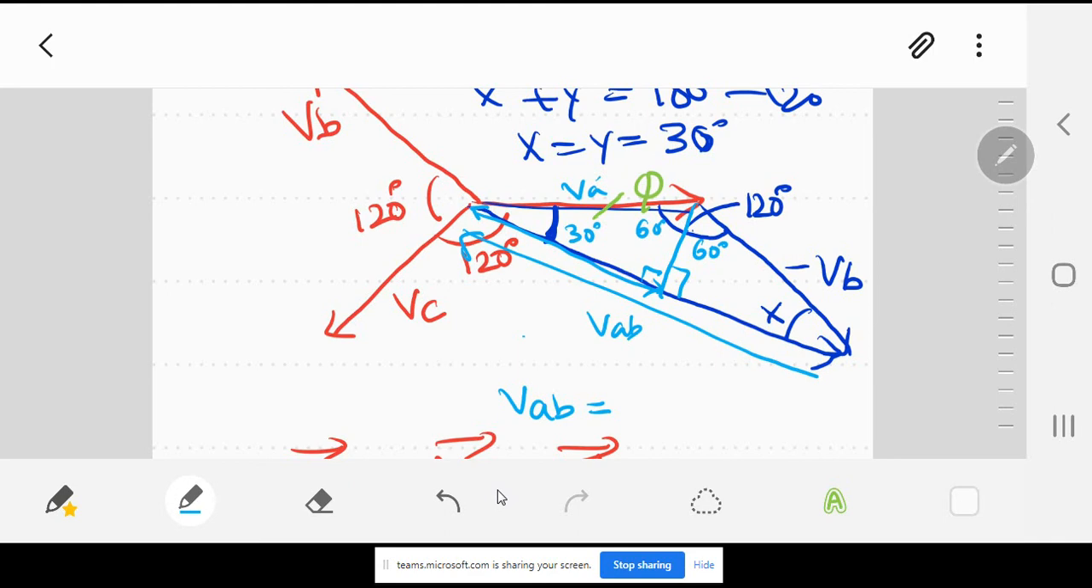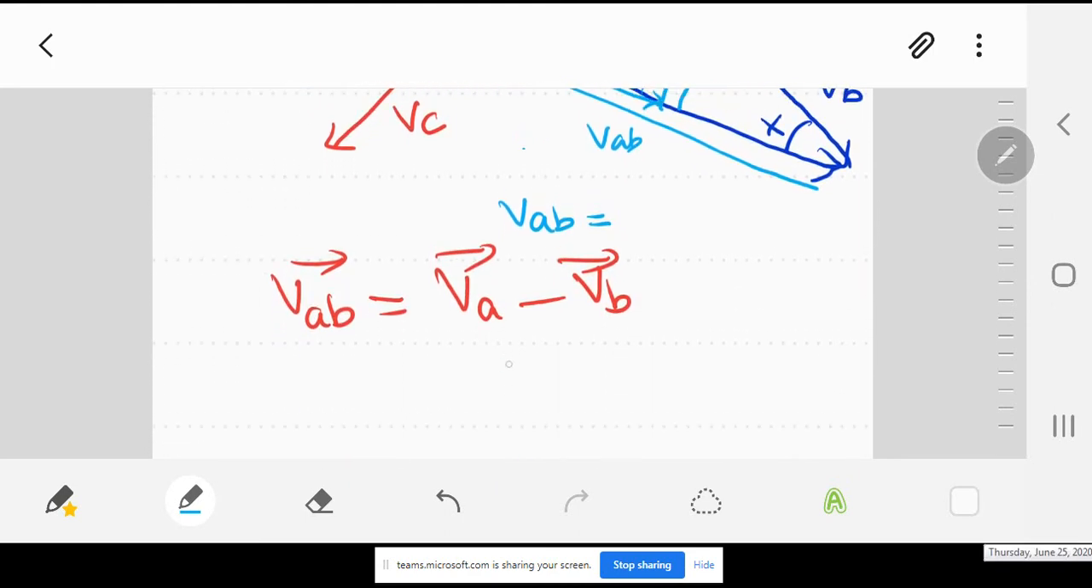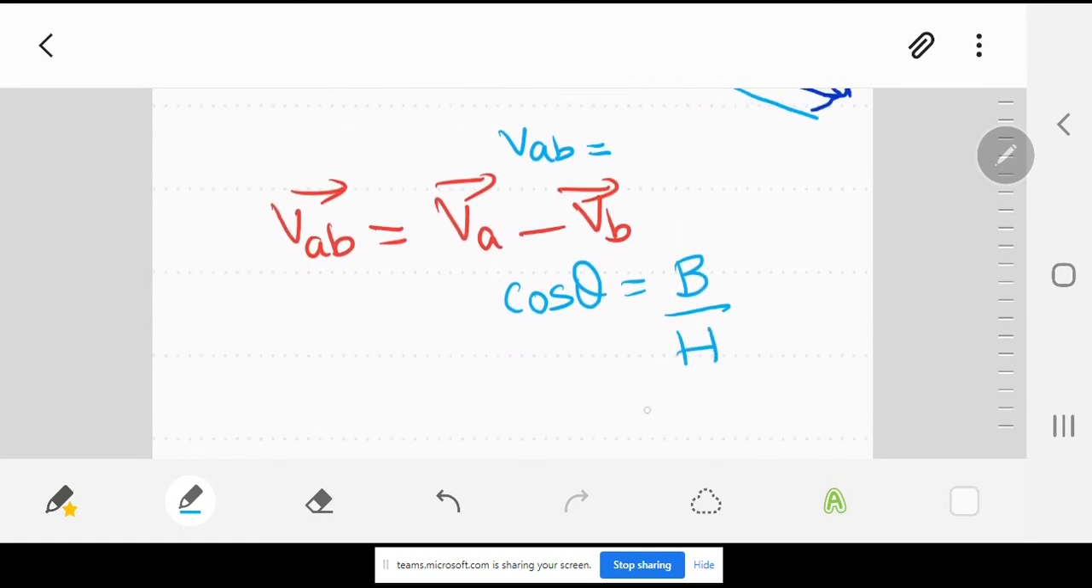Sir, half of VA? Not half of VA. Come on. No, sir, you will use cos inside this. You are going to use cos. What is cos? Cos of theta is equal to base over hypotenuse. What is base over there? Base in this case is VAB by 2. What is hypotenuse? That is VA.